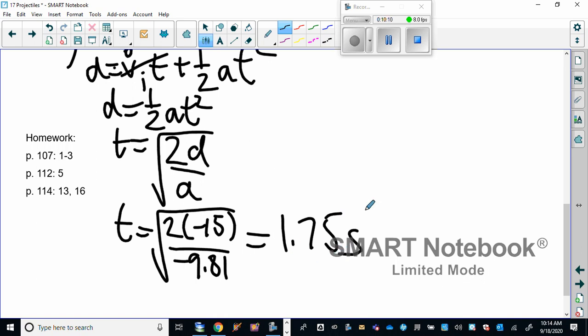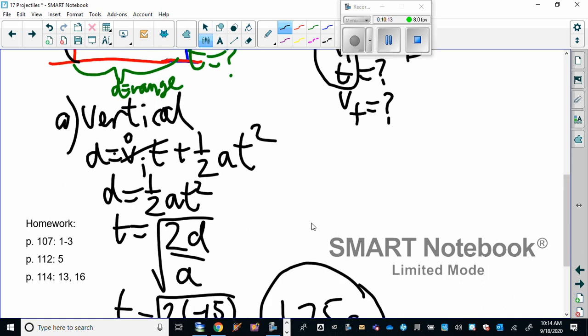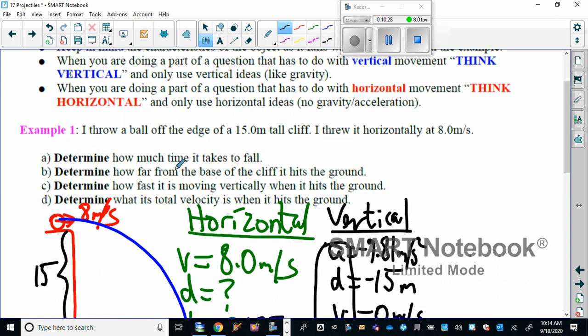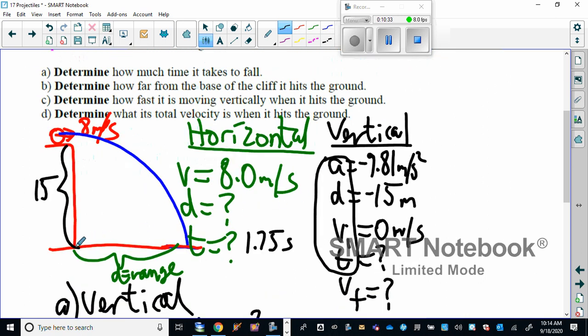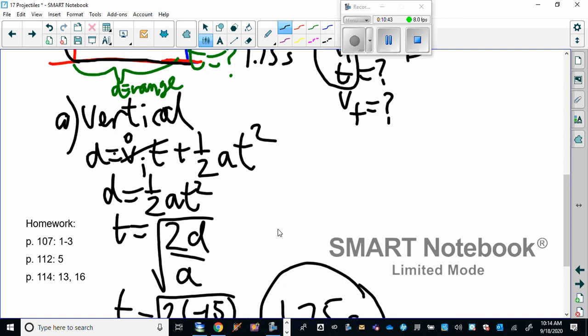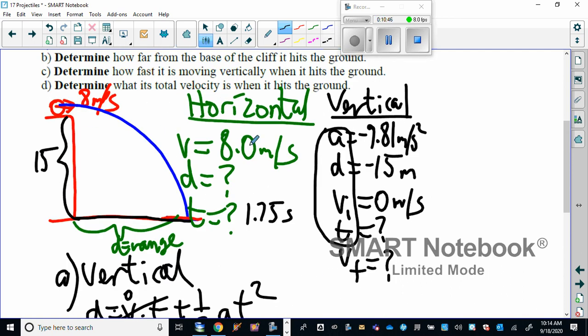Okay, now this is great, 1.75 seconds, because now we have 1.75 seconds right here. So if at some point they ask us what is the horizontal displacement, now we have enough information to do that. Okay, B says determine how far from the base of the cliff it hits the ground. Well, there it is, right there. So they want this distance here, which we call the range or the horizontal displacement. And we can do that quite easily because we have the velocity and we have the time.